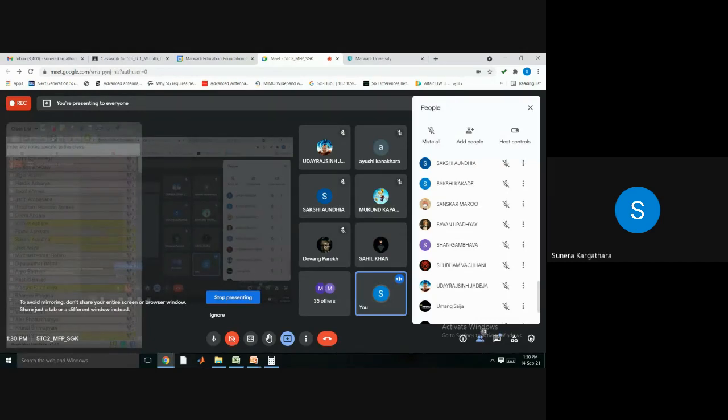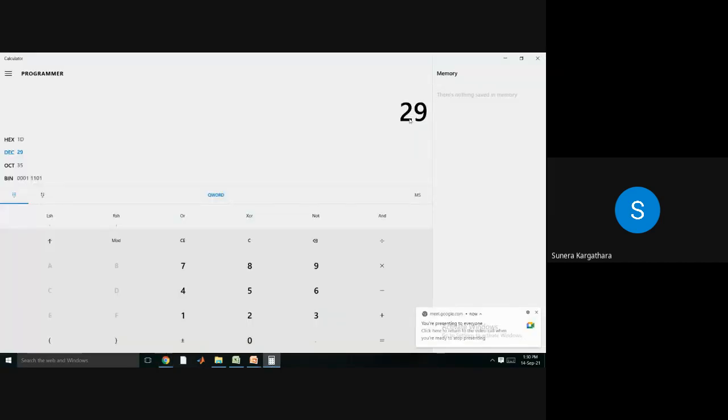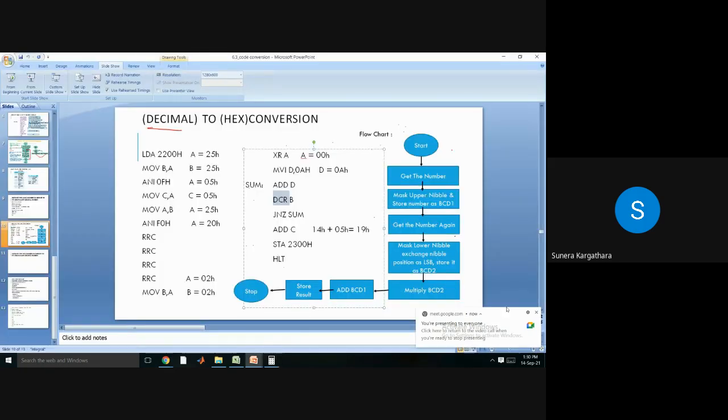What is your counter in case of 29? Separate 2 from 29, separate 9. What is your counter? How many times will you have to add 0a? 9 times or 2 times? How many times you are adding in terms of 02? Your higher nibble, that will be your counter. Am I communicating, student? Whatever your higher nibble is, that is your counter, right?